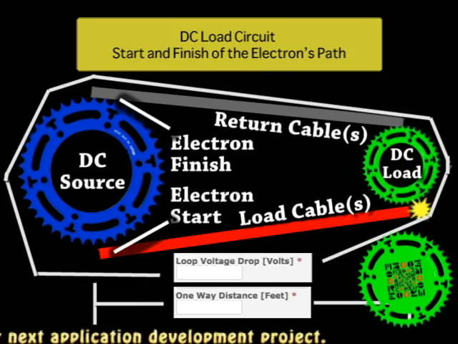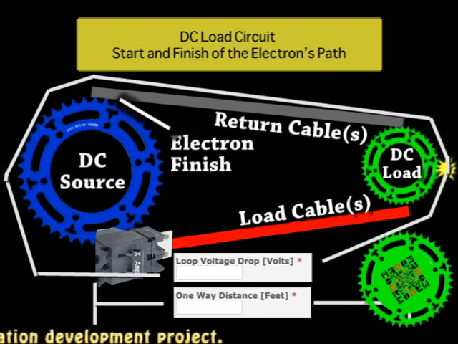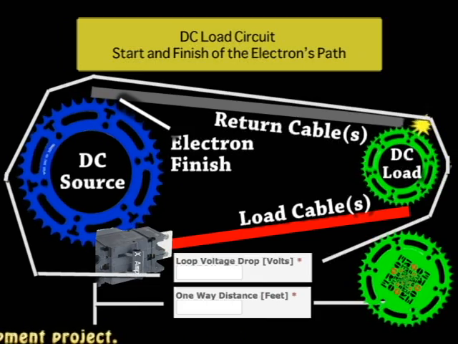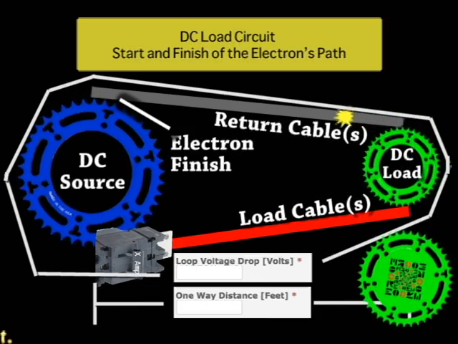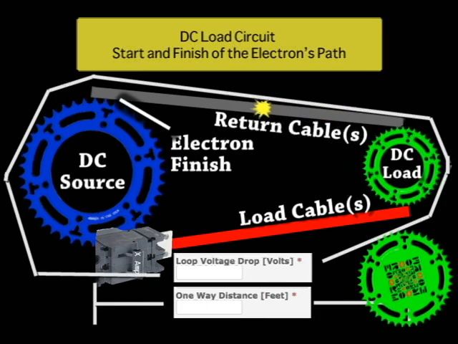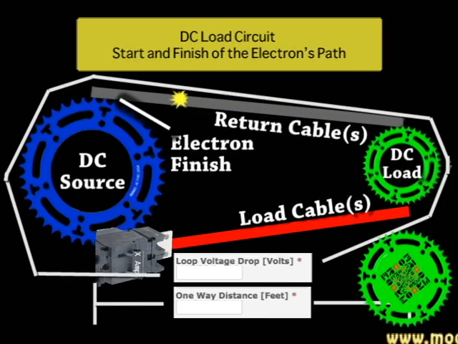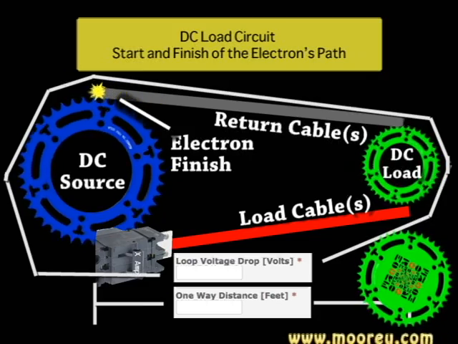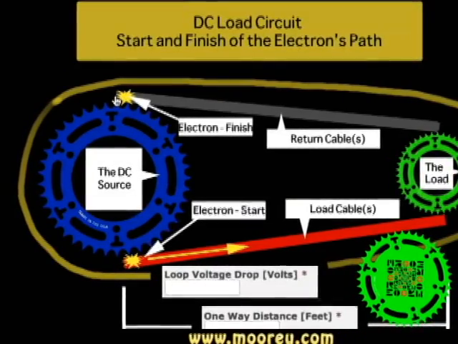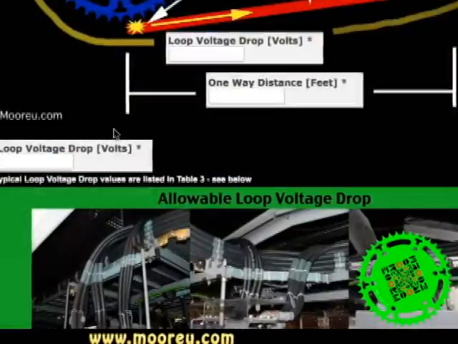The last is the loop voltage drop that's required for the calculation. As you might know, an electron basically has to travel all the way along the load cables, around the load, and then back through the return cables. That long path is really an awful lot of loss, so you have to account for that.